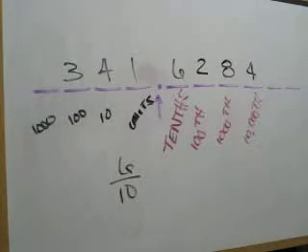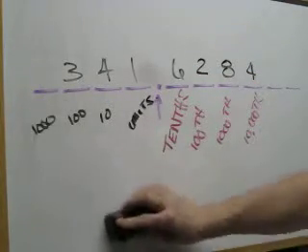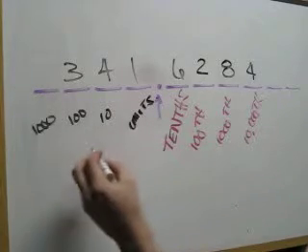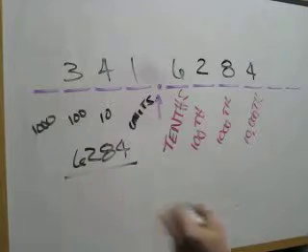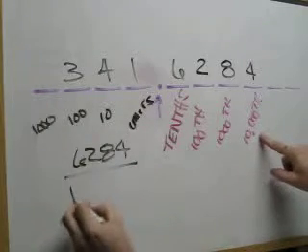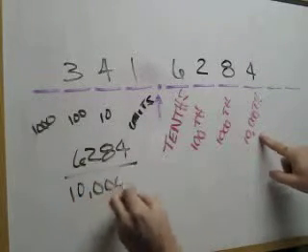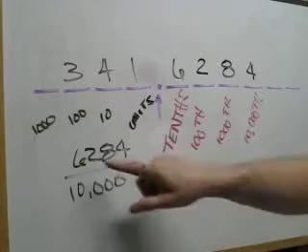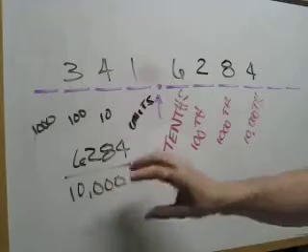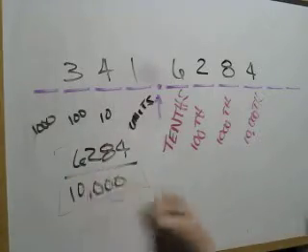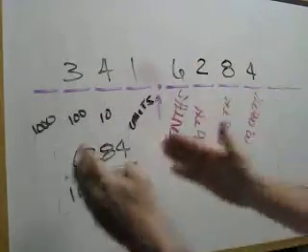6,284. Let me erase some of this, get it out of the way here so you can see what I mean. 6,284 is going to be over 10,000. So you can see 6,284 is less than 10,000. So this, which is everything to the right of the decimal, is less than 1.